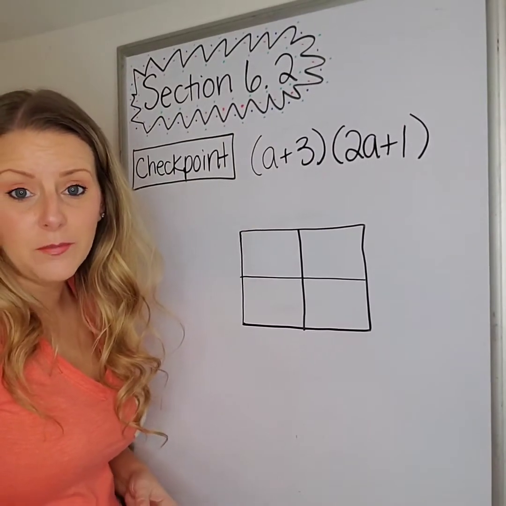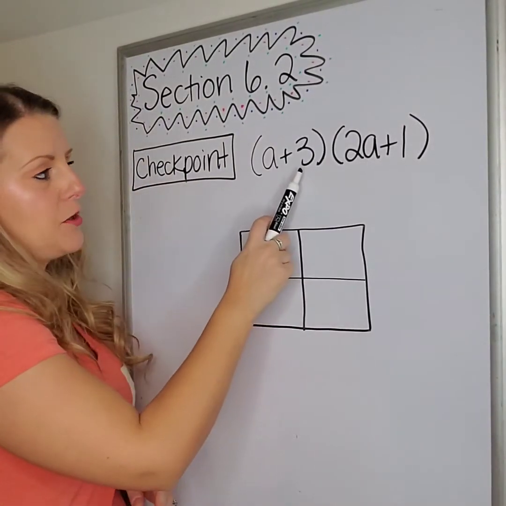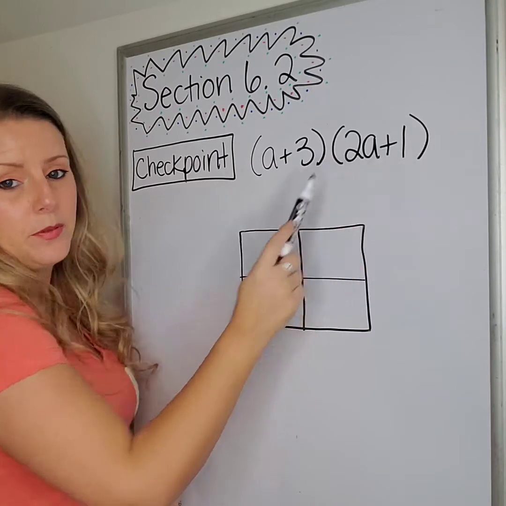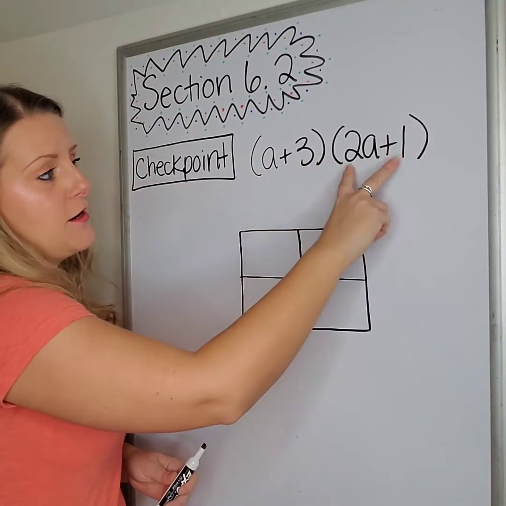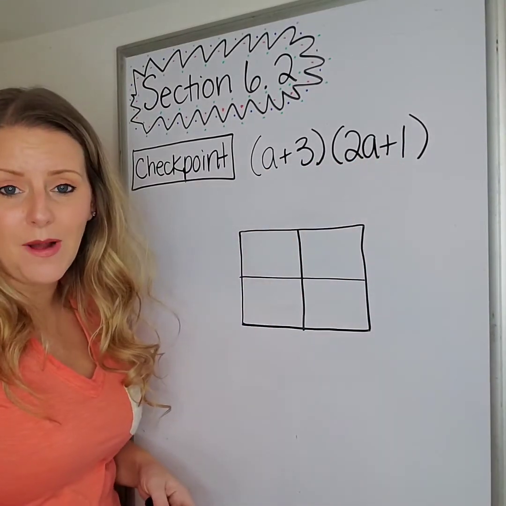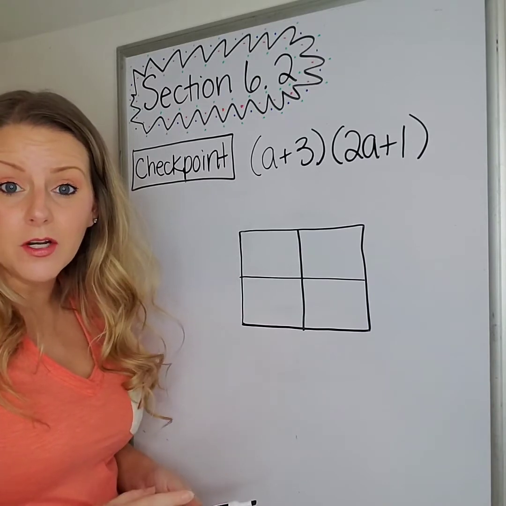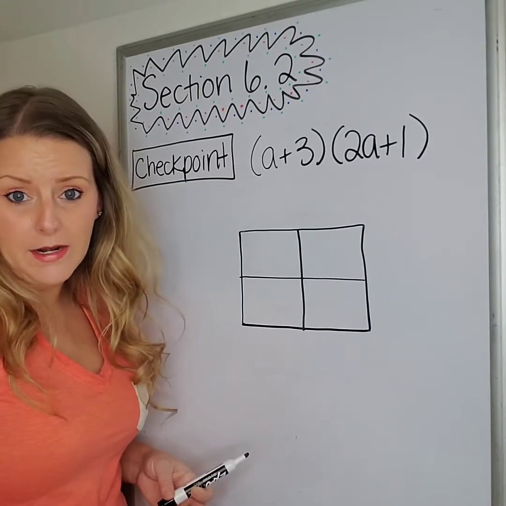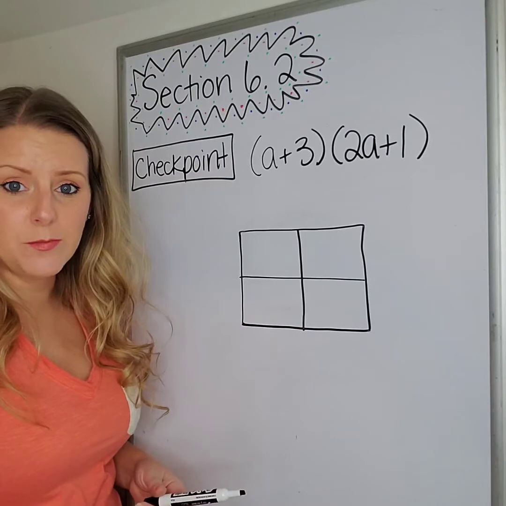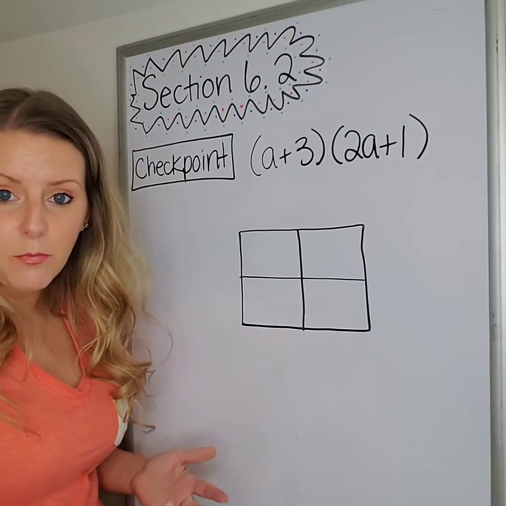Okay, so here's another checkpoint. We've got a plus 3 times 2a plus 1. So we've got 2 things here and 2 things here, so I know it's going to be a 2 by 2 box. At this point, if you think you're good, go ahead and pause the video, try it on your own, and then come back and watch me do it. If you're a little stuck, keep watching.